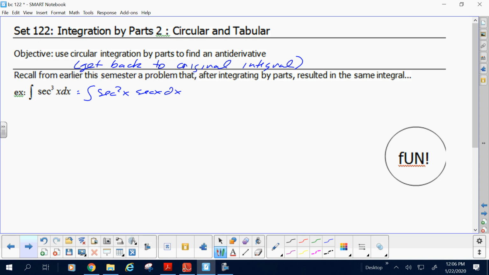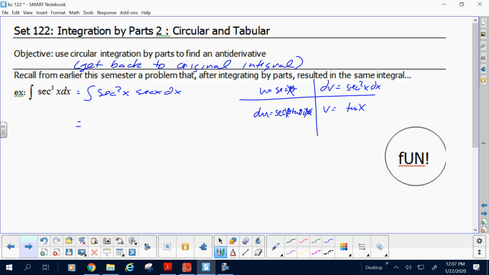Okay, so now ultraviolet voodoo. U is secant x, and dV is secant squared x dx, and du is secant x tangent x dx, and v is tangent. Why am I going thetas all of a sudden? These are x's, yeah? My bad. All right, sorry about that. So v is tangent of x.